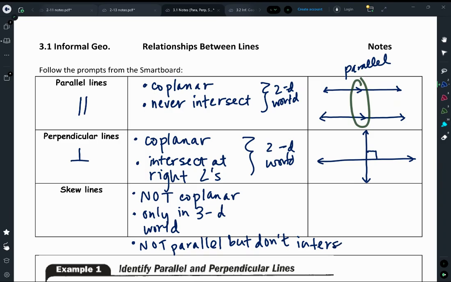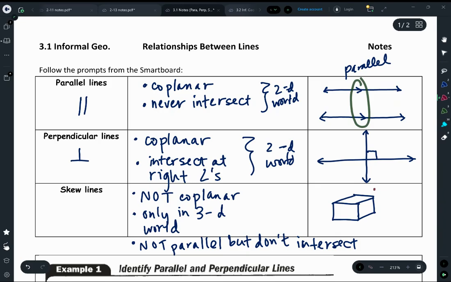When we talk about a 3D world, we can come up with something like this. So let's go ahead and draw a box. And then remember, each side on this box is going to represent a plane. So if I think about this line right here on the box that's vertical, and then I think about this line right here, those lines are never going to cross, but they also are not parallel. And that's because we're looking at the 3D world. So that's going to be my example of skew lines.